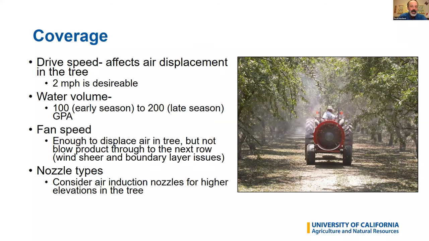But general recommendations you'll get, Franz is an expert on this much more than I am, but just generally speaking, 2 miles per hour is your sort of focal point of where you should be, plus or minus not very much as far as displacing air in a tree to get good coverage. Water volume, 200 gallons per acre is standard on a tree. 100 gallons is fine, maybe early season agromech small tree, but generally 200 is pretty standard, at least in our neck of the woods. Fan speeds, enough to displace the air in the tree, but not to be blowing products through 3 or 4 rows, if you've got small trees.